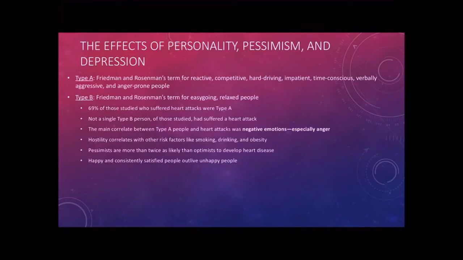And so there were a lot of interesting findings from one study. 69% of those studied who suffered heart attacks were type A. Not a single type B person in the study had suffered a heart attack. And the main correlate between type A people and heart attacks was negative emotions. Write down that the highest correlated emotion to heart attacks or heart disease is anger. Anger is the most physically debilitating, damaging emotion that you can have. It's probably the most negative emotion that we can feel.